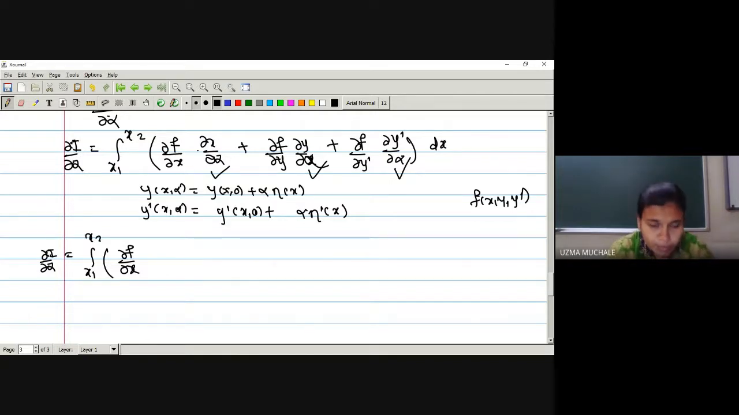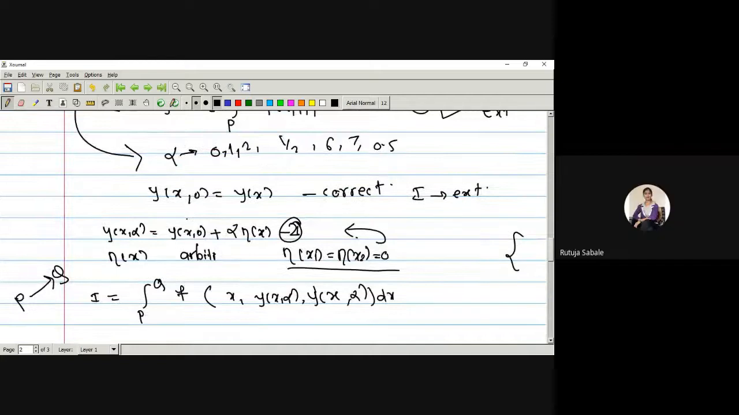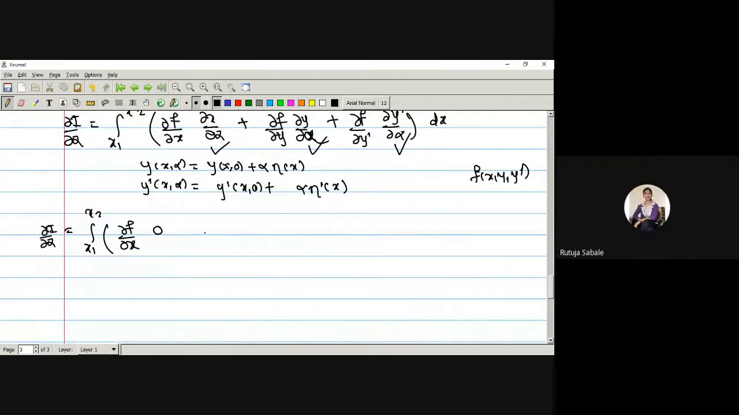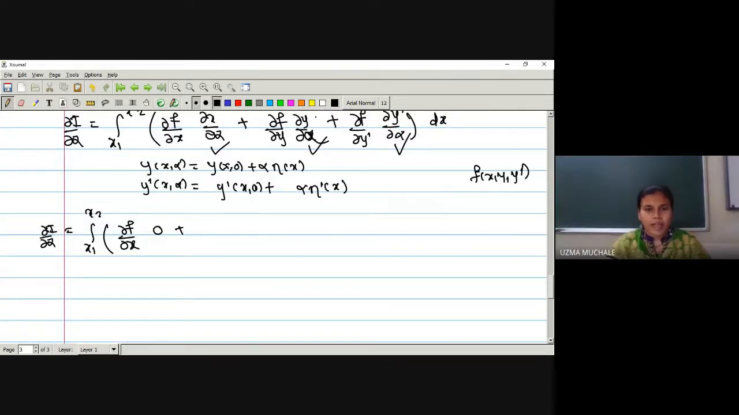Now can you tell me what should be the value of the derivative of x with respect to alpha? Is x given as a function of alpha anywhere from the start? No, ma'am. If it is not, then obviously the derivative of x with respect to alpha is 0. Here y is a function of alpha we have constructed. Y dash is also a function of alpha.